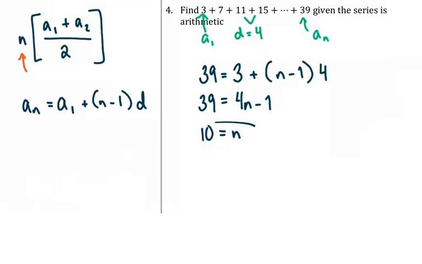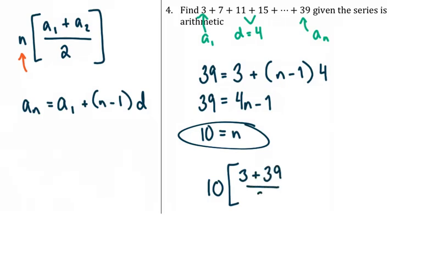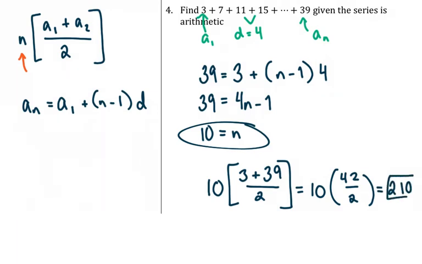Now that I know what n is, I can plug it into our formula, and I know that this series, this sum, is 10 times the first term, 3, plus the last term, 39, over 2, which is then 10 times 42 over 2, which equals 210.